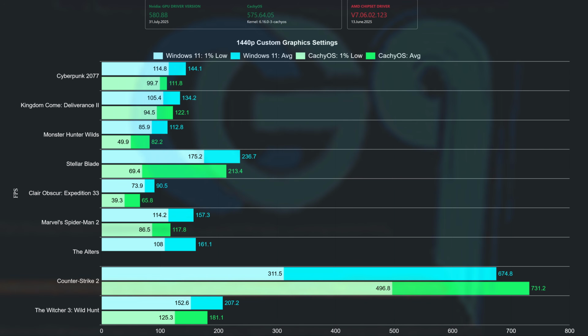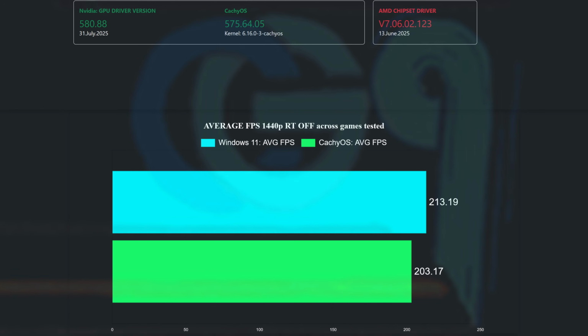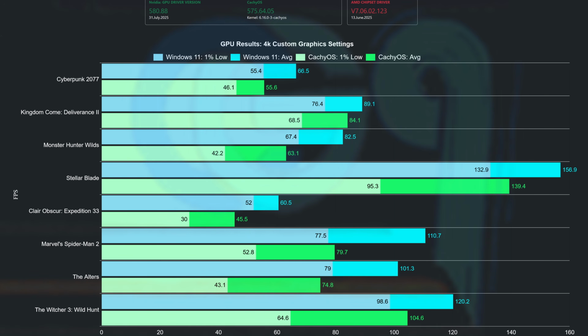I was not able to run Alters at 1440p in Linux as it was constantly crashing. Averaging the results obtained in all games tested, we can see that Windows is ahead by around 5%, but this result is because Linux had a lead in Counter-Strike 2 and I removed the Alters results for CachyOS. If I were to remove Counter-Strike 2 and keep the Alters, the difference in performance would be around 20% in favor of Windows.